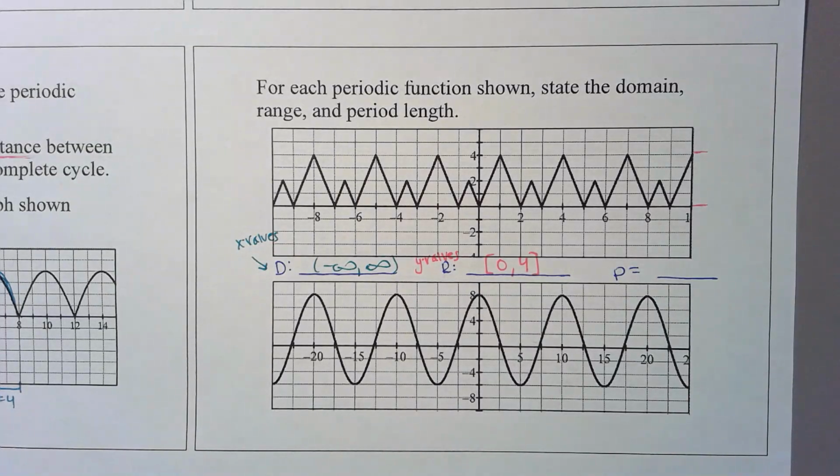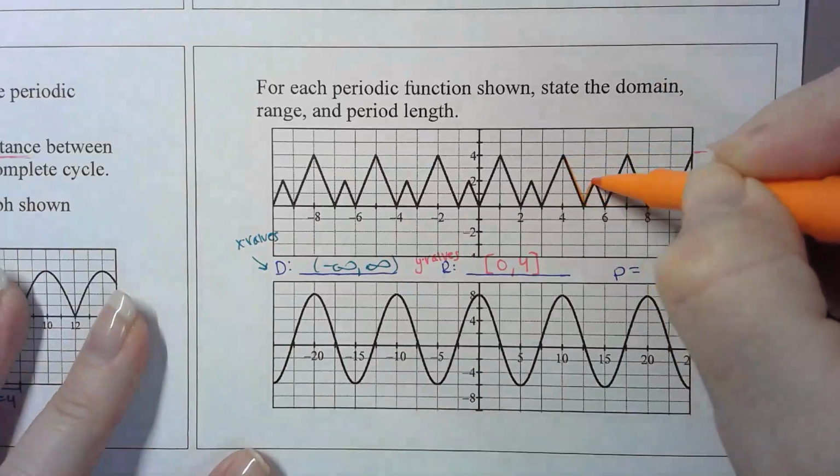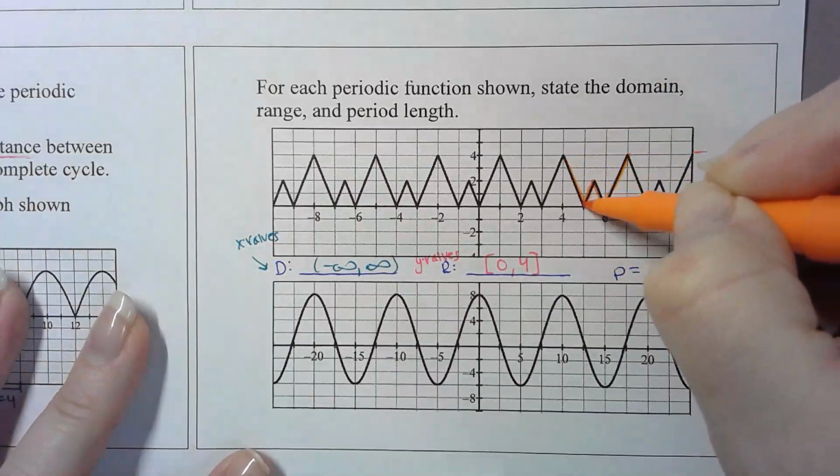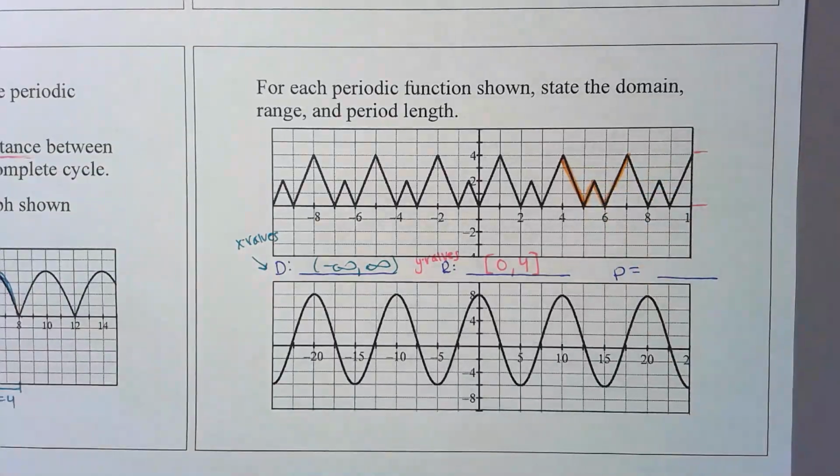All right, let's talk about the period length. I'm going to use my orange marker here. I wanted you to look at this graph and identify, and use a highlighter, one complete cycle. You can look at that a lot of different ways. When I first looked at this graph, I saw a big old W that got repeated over and over again. That's one way to look at this graph.